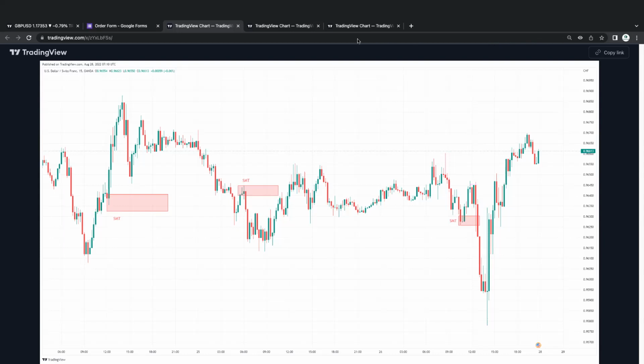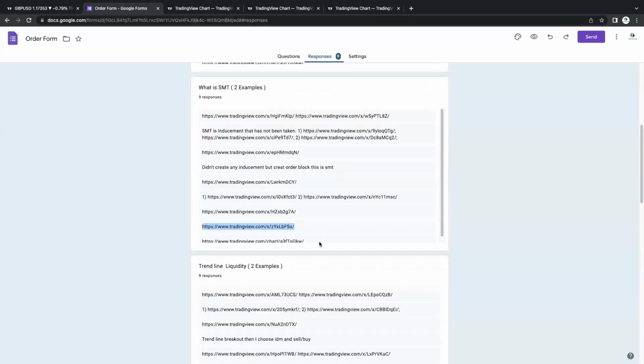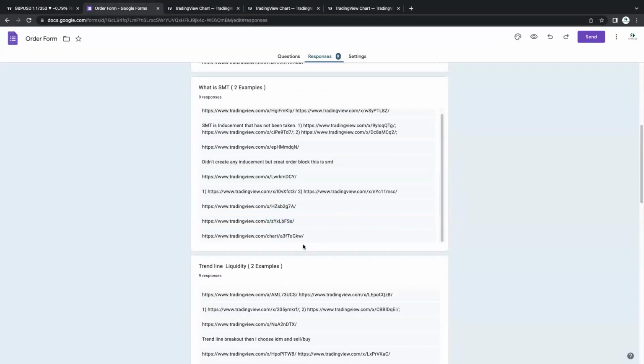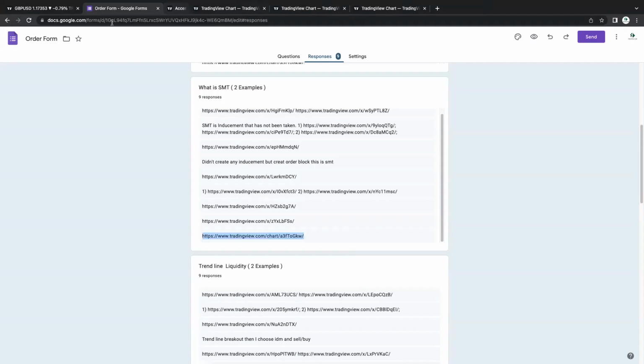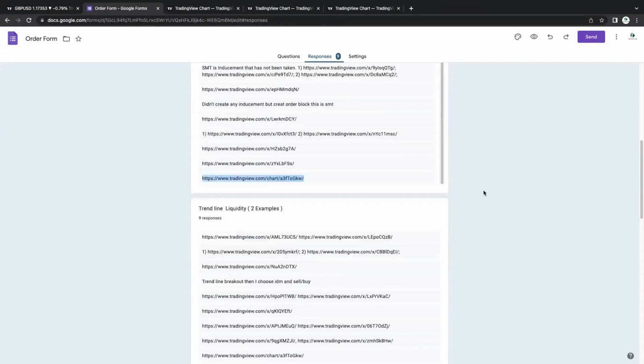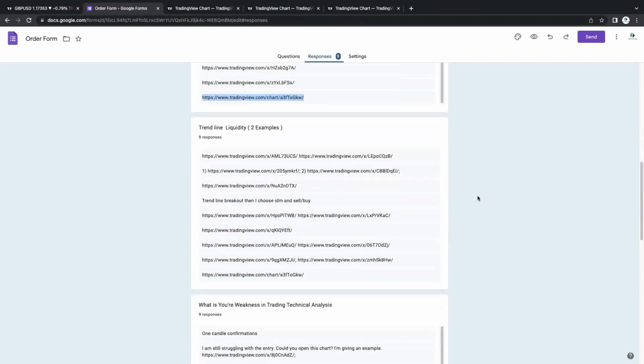Okay. Now let's check the last one. Okay. The next question was trend line liquidity. What is trend line liquidity? So first of all, mark the first one here.